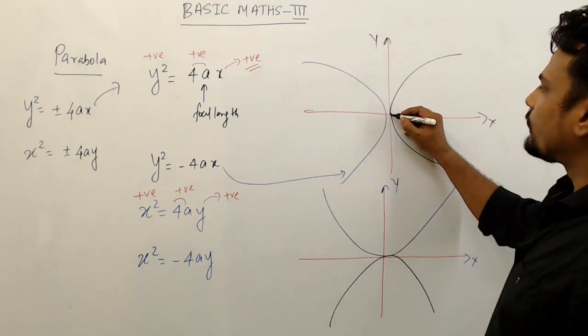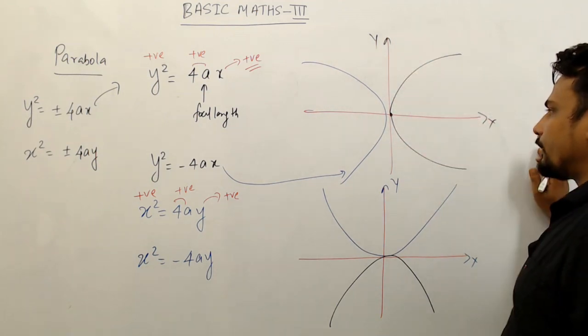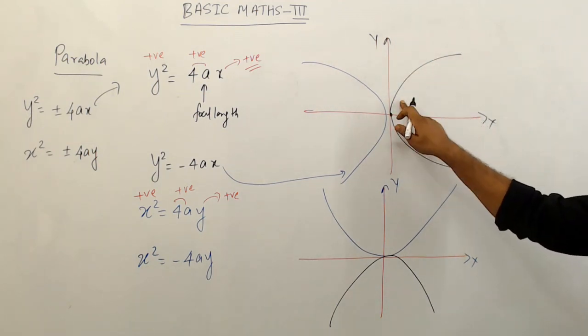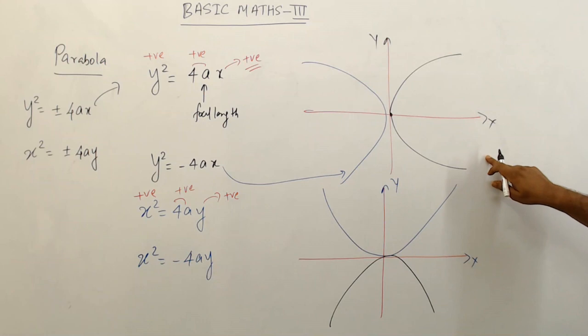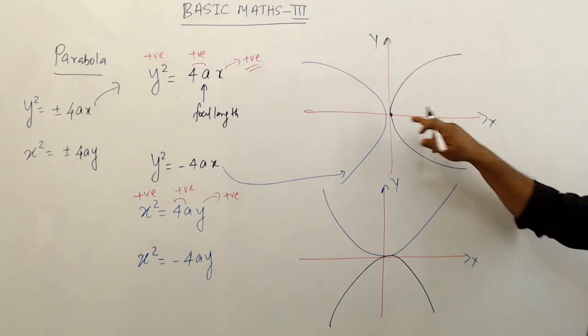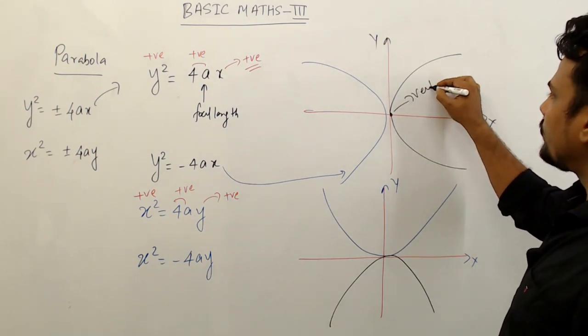And this point is called the vertex, where the parabola takes the turn. As of now, you can see the parabola was going towards the origin. From here, it's going away from the origin. So this is called the vertex. This point is called the vertex.